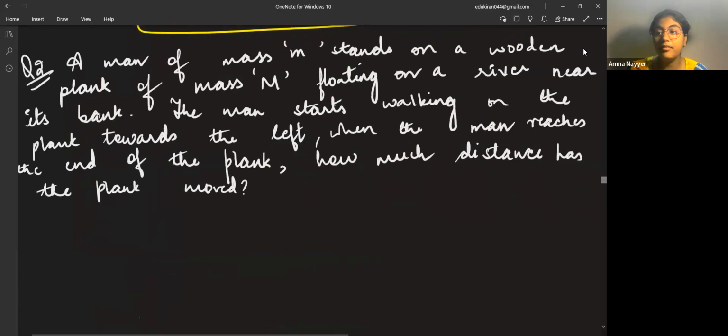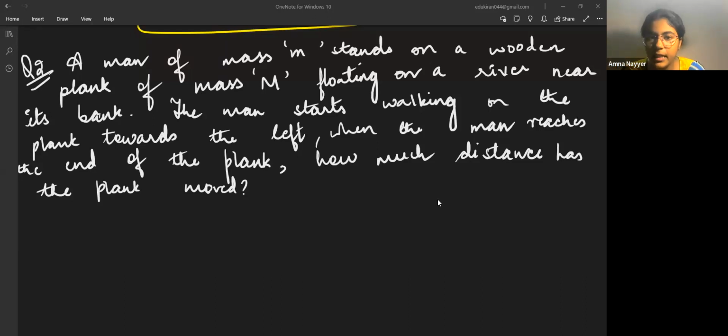Okay, yes, this is a very important question that I wanted to discuss in the last class, but time wasn't sufficient, so I couldn't. Please pay attention over here. A man of mass small m stands on a wooden plank of mass capital M, floating on a river near its bank. The man starts walking on the plank towards the left. When the man reaches the end of the plank, how much distance has the plank moved?